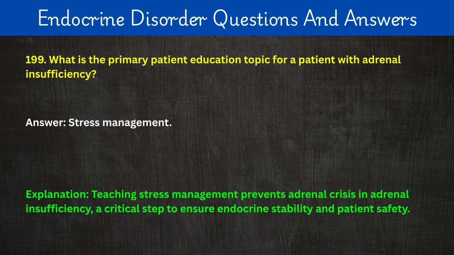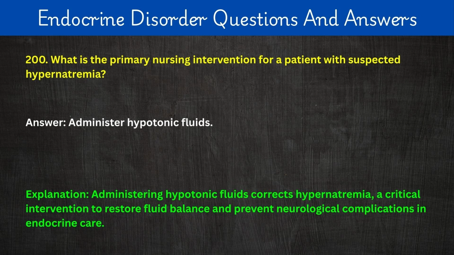199. What is the primary patient education topic for a patient with adrenal insufficiency? Answer: stress management. Explanation: teaching stress management prevents adrenal crisis and adrenal insufficiency, a critical step to ensure endocrine stability and patient safety. 200. What is the primary nursing intervention for a patient with suspected hypernatremia? Answer: administer hypotonic fluids. Explanation: administering hypotonic fluids corrects hypernatremia, a critical intervention to restore fluid balance and prevent neurological complications in endocrine care.